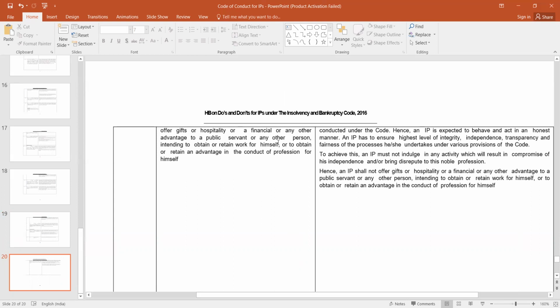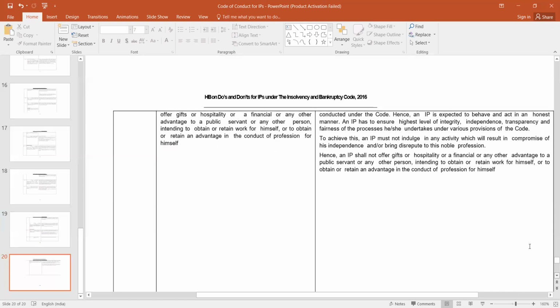And any other person intending to obtain and retain work for himself, and to obtain and retain an advantage in the conduct of profession for himself. You also must not do this. To achieve this, NIP must not indulge in any activity which will result in compromise of his independence and or bring disrepute to his noble profession. Hence, NIP shall not offer gifts or hospitality or a financial or any other advantage to a public servant or any other person intending to obtain or retain work for himself or to obtain or retain an advantage in the conduct of profession for himself.